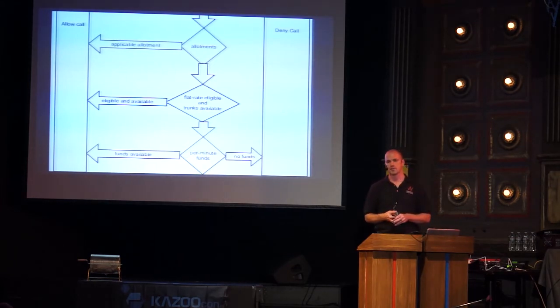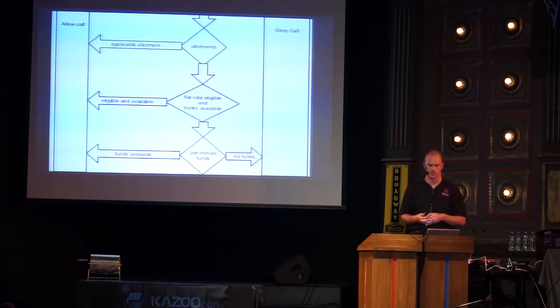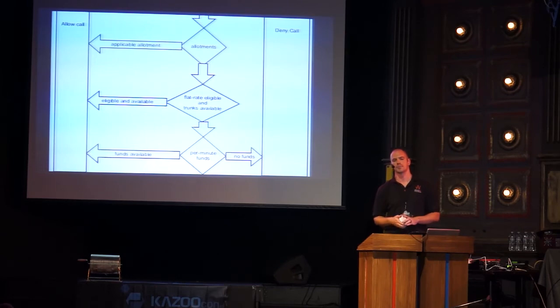Next, we check the allotments. So if you have 400 minutes, we will make sure that you have some base number of minutes available to make this call, and then we will authorize it. If you don't have allotments or you don't have enough left to make this call, then we will check flat rate. And this is where we will check whether it's inbound, outbound, two-way, burst, resource consuming, etc. If it's eligible, oh yeah.